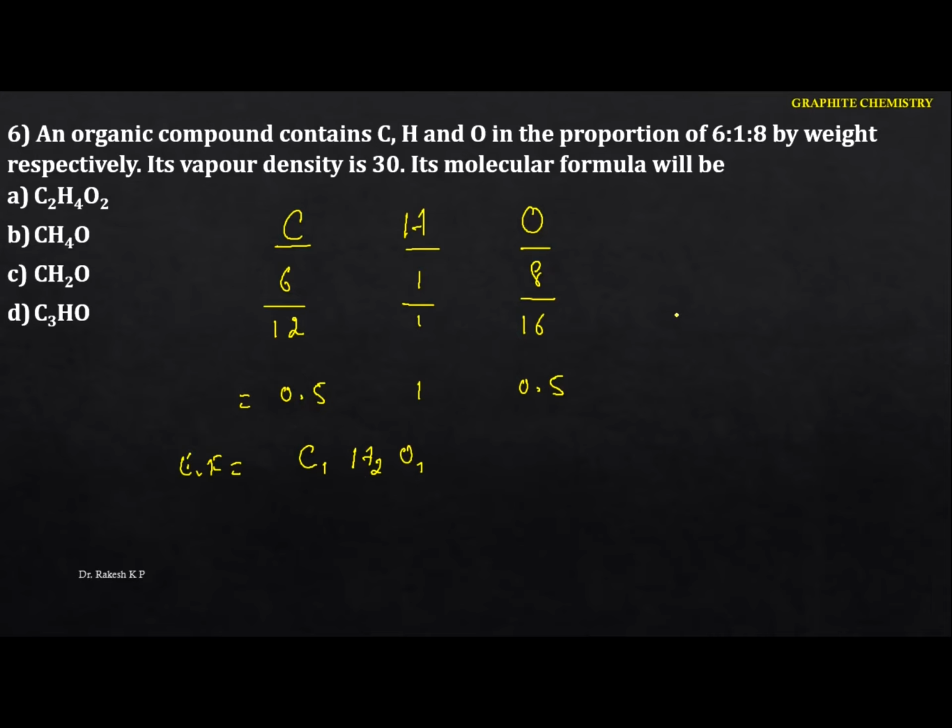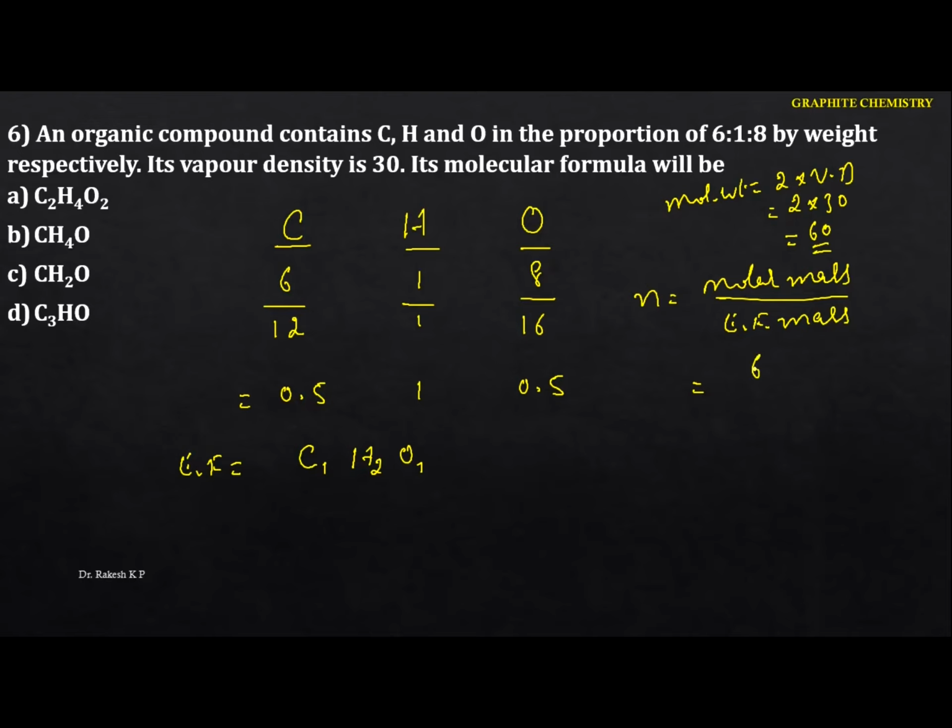In order to calculate the molecular formula, first you have to calculate N. N is nothing but the molar mass divided by the empirical formula mass. Molar mass you have to calculate here, because they have given the vapor density. We know that molecular weight is equal to 2 into vapor density. The vapor density given is 30, hence we got the molecular weight, that is 60.